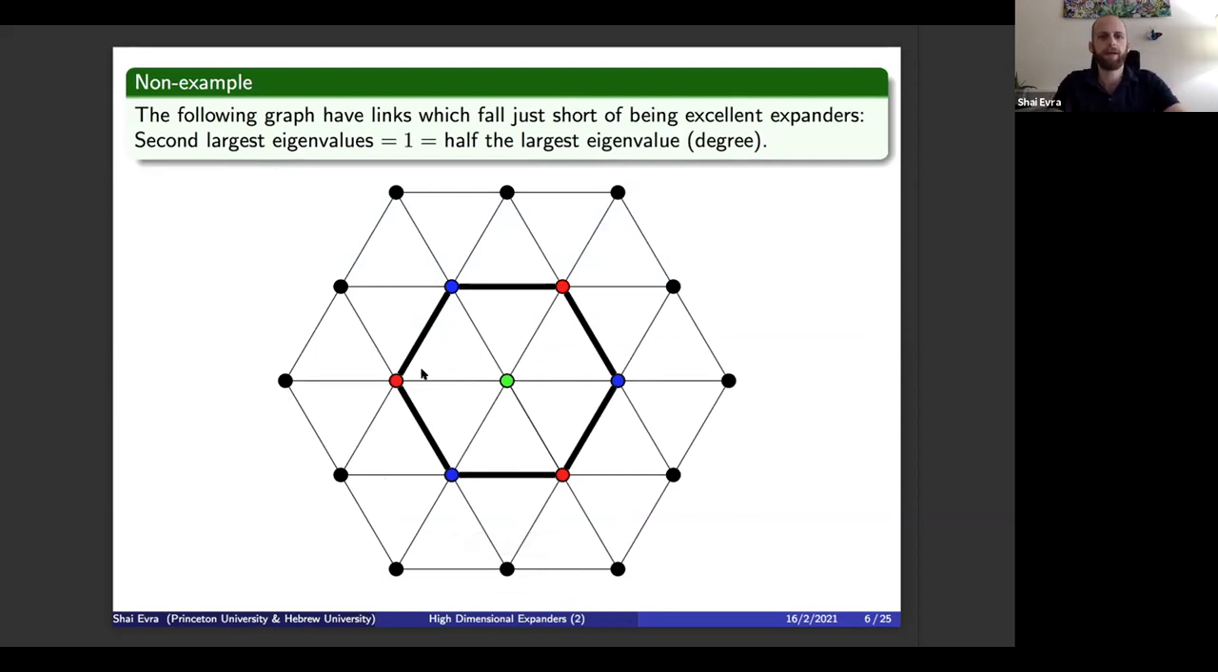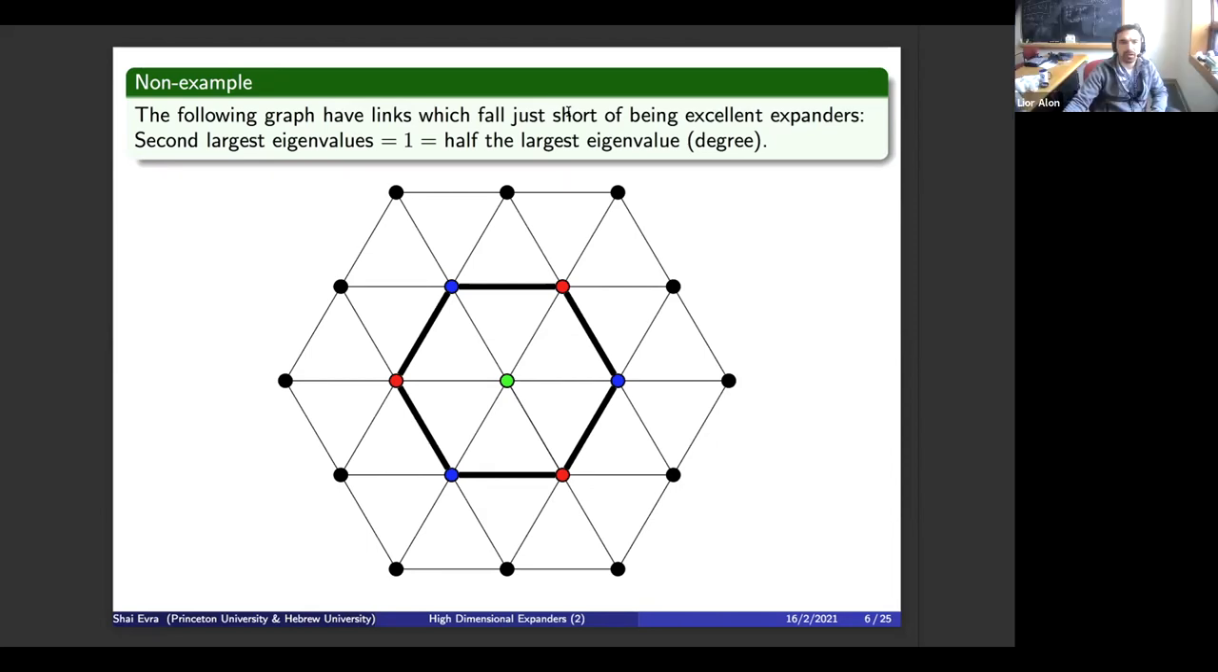Here is a non-example of a case where you don't have this excellent local expansion. And this is actually the common situation. So for instance, you take the following graph, a tessellation of, I don't know, the plane or a torus, or think of this as just part of some graph. And you look at the green vertex and you look at its link. So you get the six-cycle, and the second largest eigenvalue of the six-cycle is equal to 1, which is precisely equal to half the degree. And here Garland's method does not work. And I'll say more about it. But in any case, the previous example is kind of rare. It's not that easy to find such a generating set which gives you excellent expanding links.